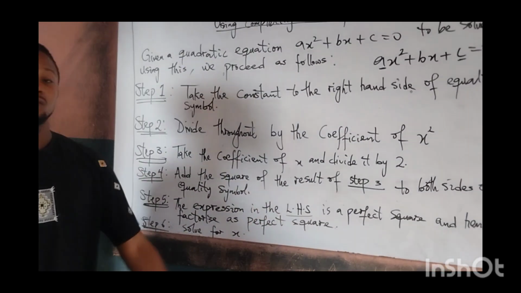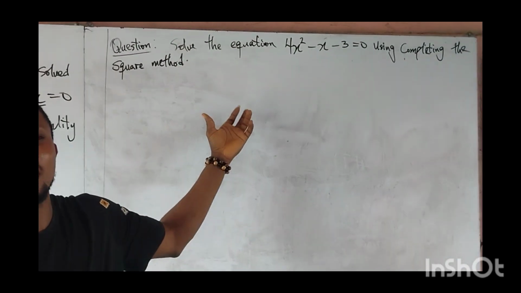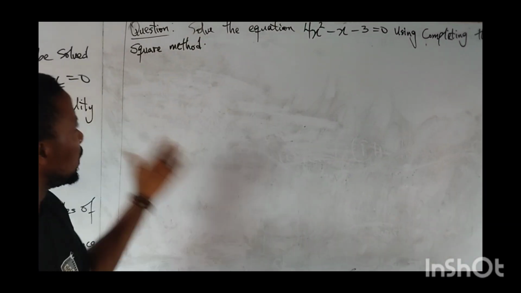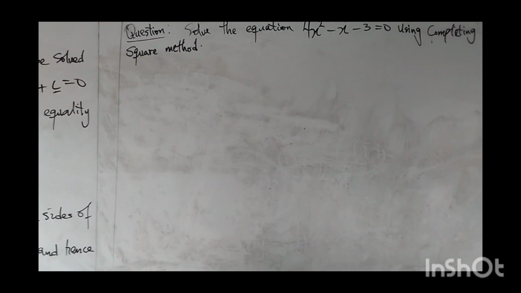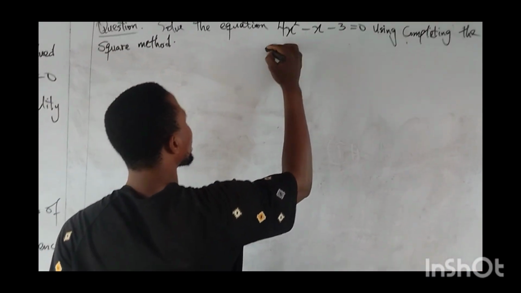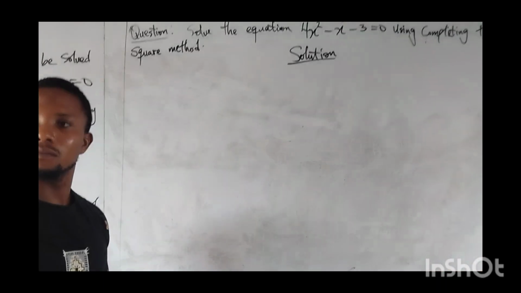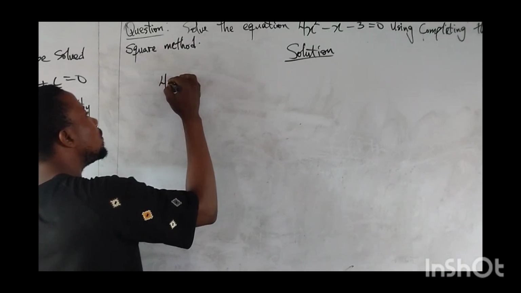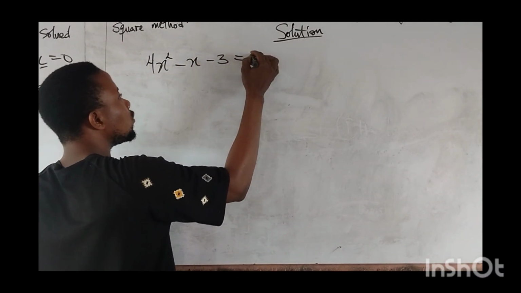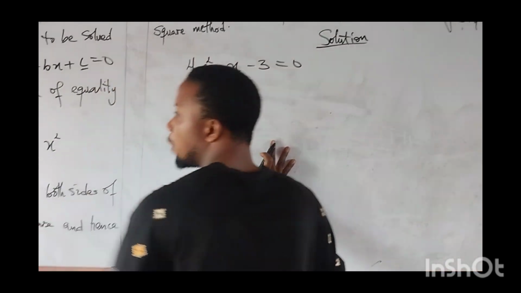Then step 6, solve for x. So I have a question here in which we want to use the completing the square method to solve. I believe with these steps we will use it to solve this question. Solution. We have 4x squared minus x minus 3 equal to 0. Now, we want to solve this following all these steps.